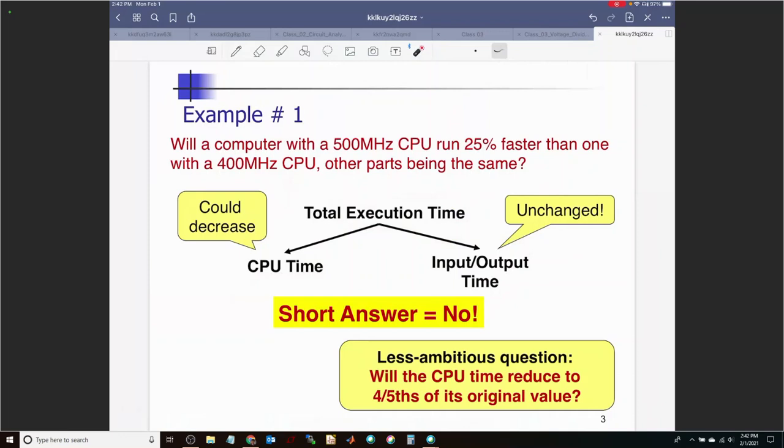So let's now ask a less ambiguous question, which is, will the CPU time, we are just simply focusing on this, will the CPU time reduce to 4/5 of the original value? We have a 500 meg clock, we have a 400 meg processor. If I just look at the CPU time, will it reduce to 4/5 of the original value? Well, again, there are other things which are going to spoil this. Oh no, it may or may not, right?